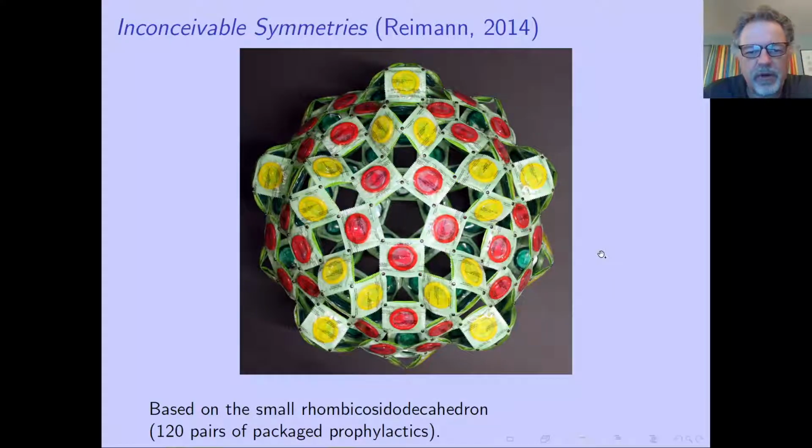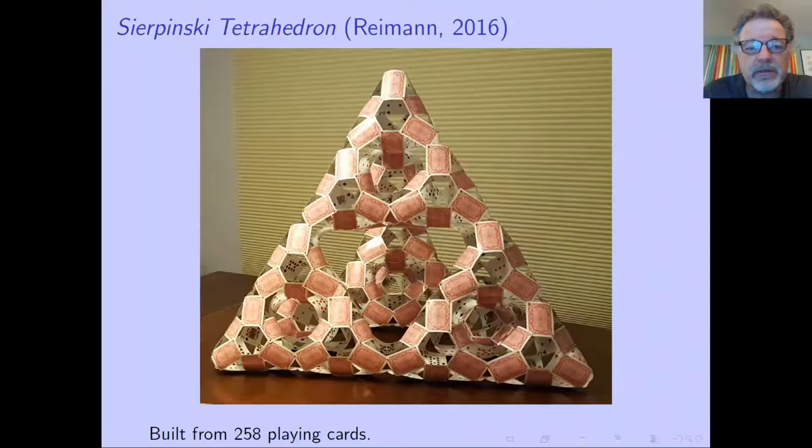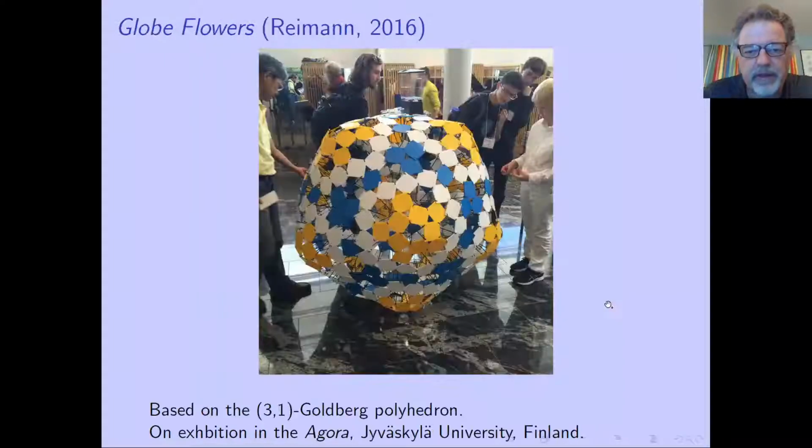Now, I've done a number of artworks related to this. This one is called Inconceivable Symmetries from 2014. It's based on the Rhombic icosidodecahedron, and it's made from 120 pairs of packaged prophylactics. This one is called Sierpinski tetrahedron. It's made from 258 playing cards.